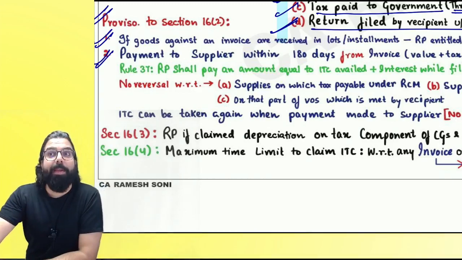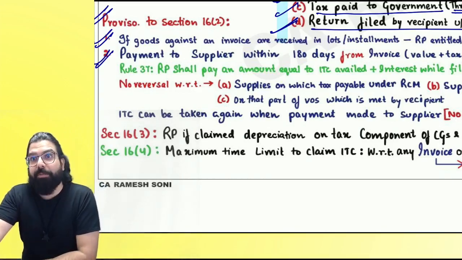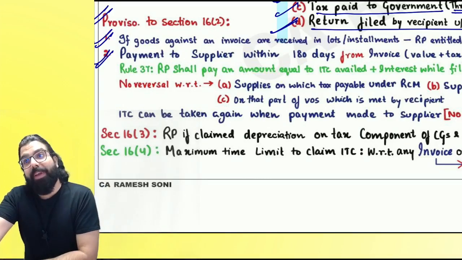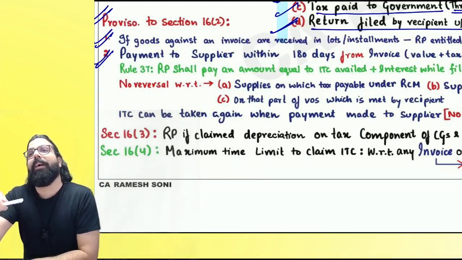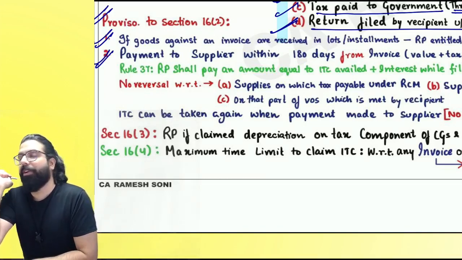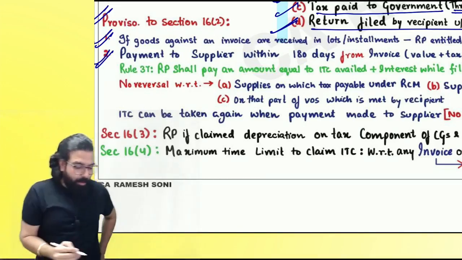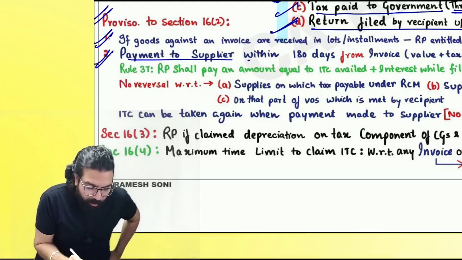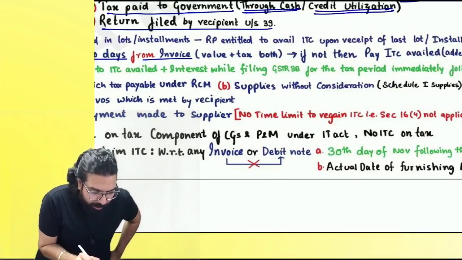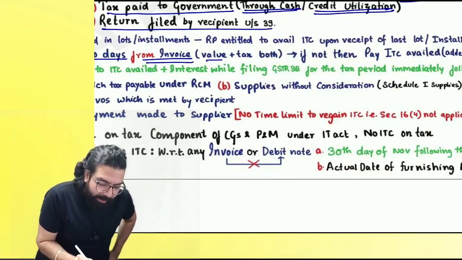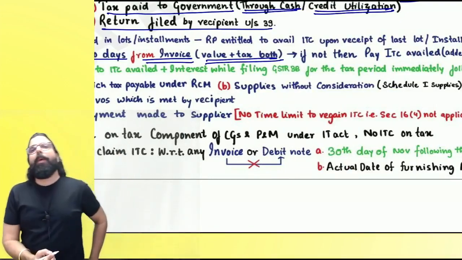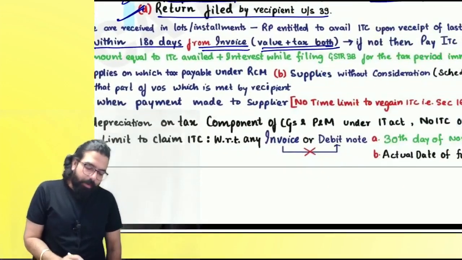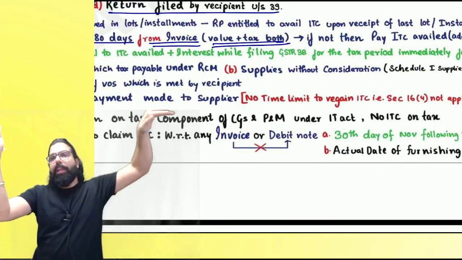Whatever credit you have availed, now when we read section number 50 regarding interest, it says only if you have availed and utilized, then you will be liable to pay interest at the rate of 18%. Are we clear, everyone? Payment to the supplier should be made within 180 days from what? From the invoice. That is the value plus the tax. Both should be paid within how much time, everyone? 180 days from the date of invoice.